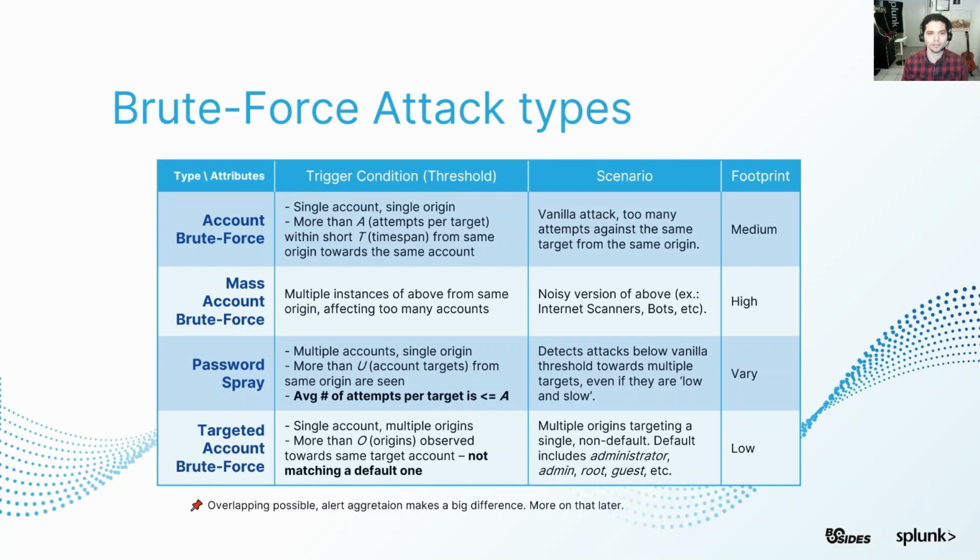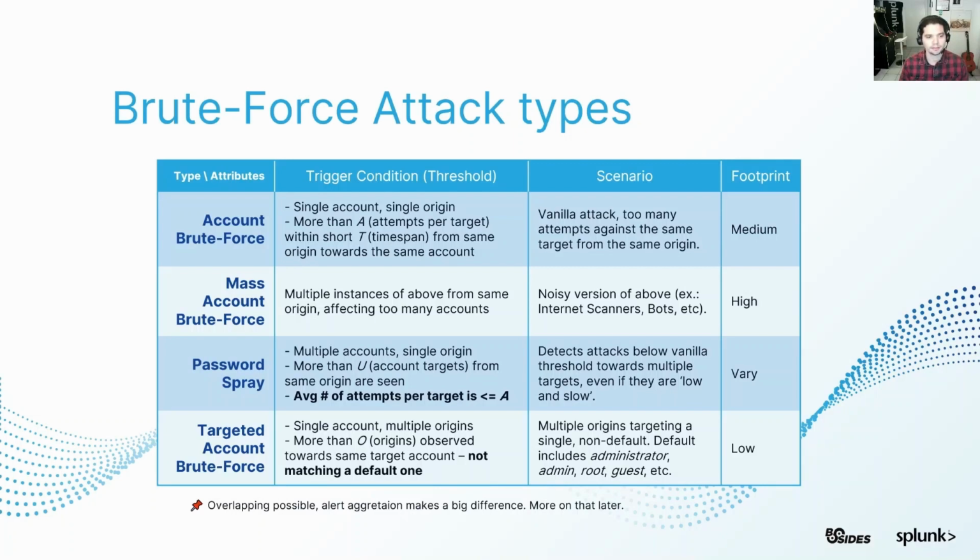This means that the trigger condition is basically around if I have more than a certain number of attempts within a certain short time frame. And the scenario here is basically too many attempts against the same target from the same origin. And the footprint for that is sort of medium, right? Depending on the technique or how stealth the attack is.